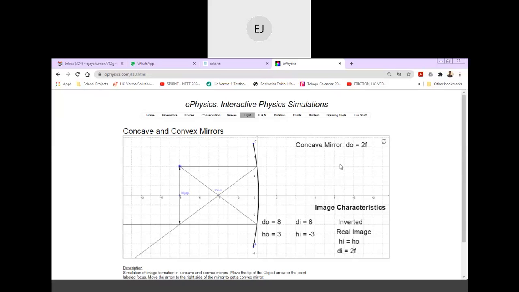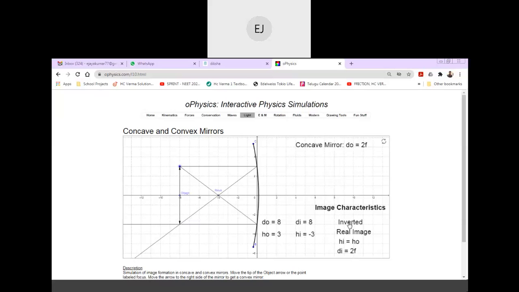So here there are some terms like DO, HI. What do these represent? DO, distance of the object. From this point, the distance of the object is 8 centimeter. HO means height of the object. DI, distance of the image. It is also formed at 8. HI, height of the image, HO, height of the object. So same size, it is showing the same size, 3 and 3. And inverted, you can see.